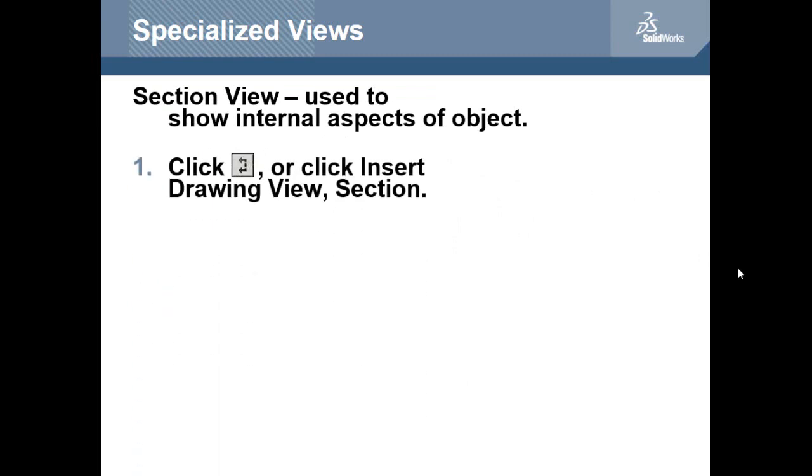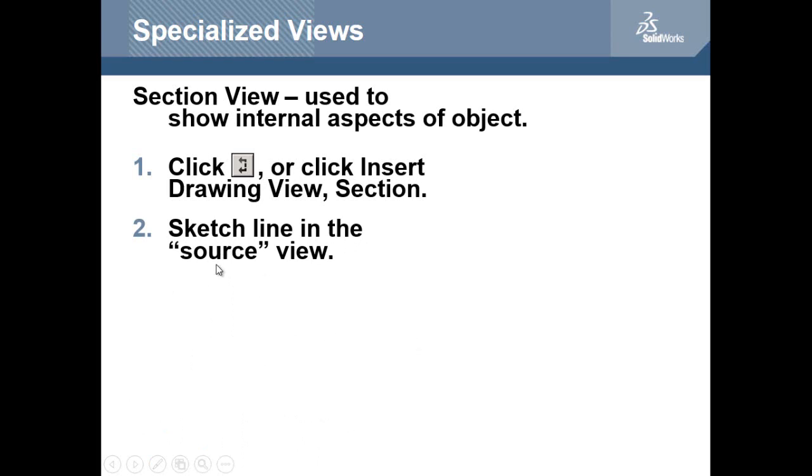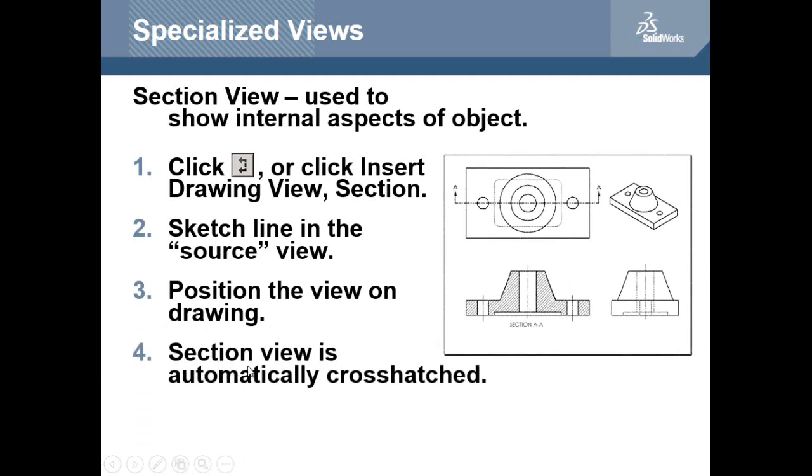Section view, used to show internal aspects of an object. Click this cross section or drawing view section. Sketch line in the source view. Position the view on the drawing. Section view is automatically crosshatched.